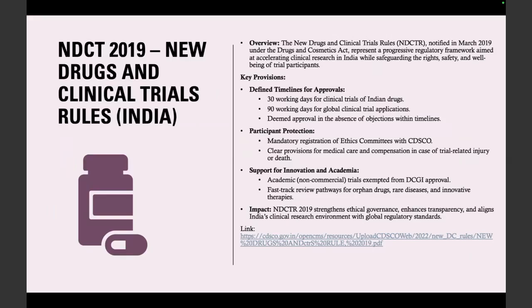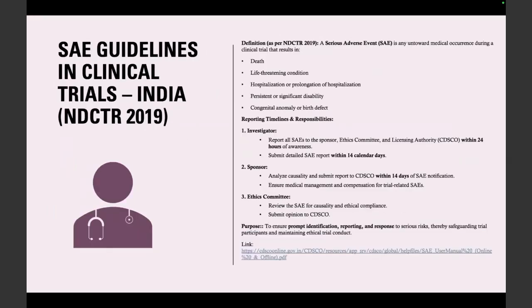There is special support for orphan drugs and rare diseases. This regulation is designed to encourage innovation and improve efficiency without compromising on safety. It replaced the older Schedule Y and brings India closer to global standards. So move to the SAE guidelines.